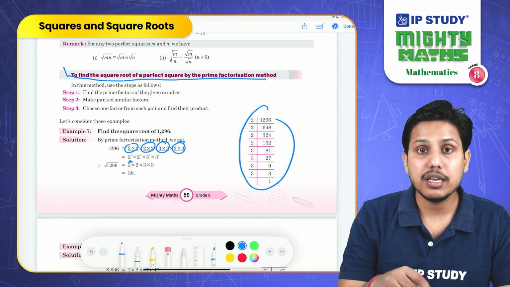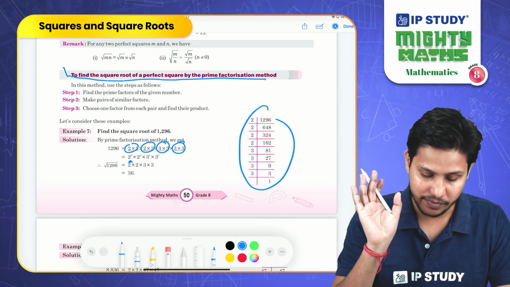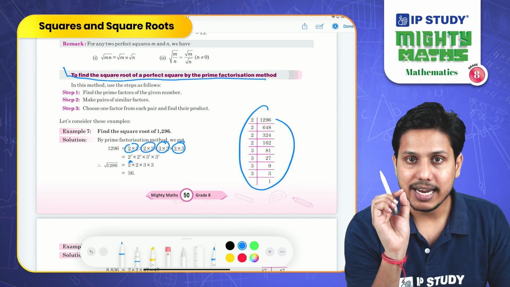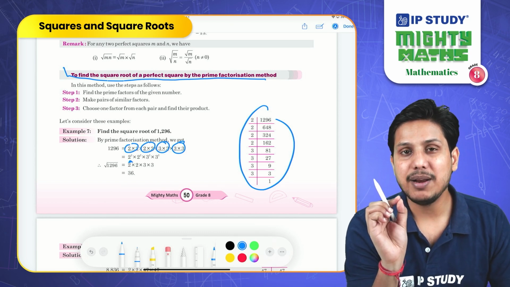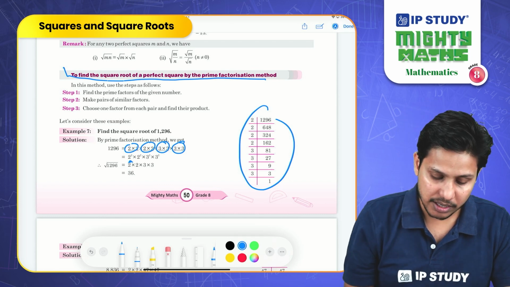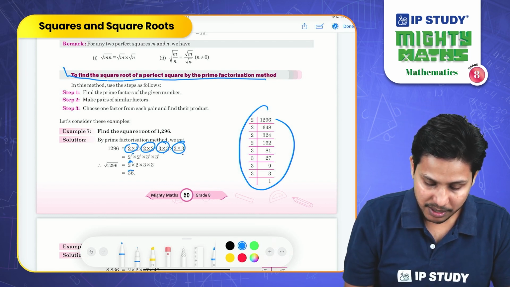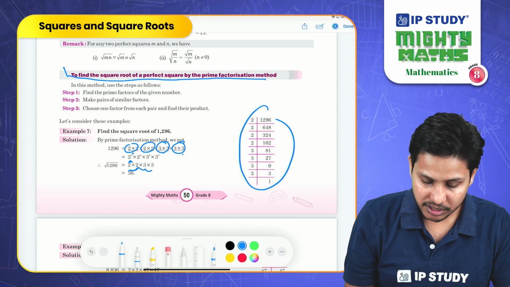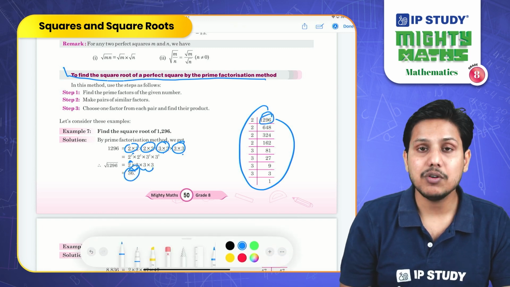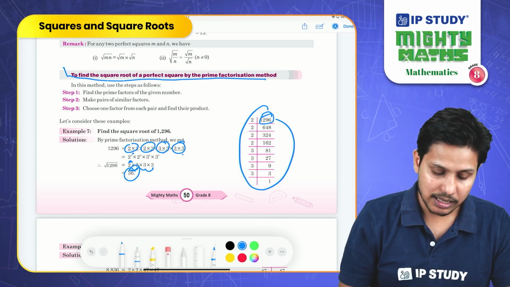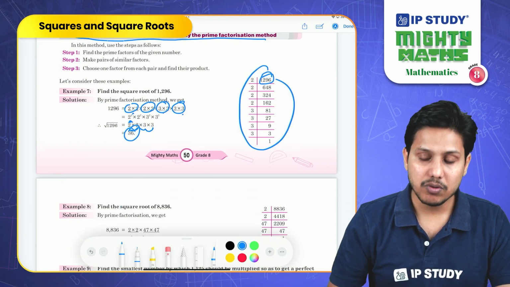Each pair can be represented in the form of an exponent where the exponent is always 2. Now we'll take one number from each pair and multiply them to get the square root. For example, here we have 2, 2, then 3, 3. So we'll multiply 2 times 2 times 3 times 3, which will give us 36. So the square root of 1296 is 36. This is quite a good method and it can be applied to larger numbers.